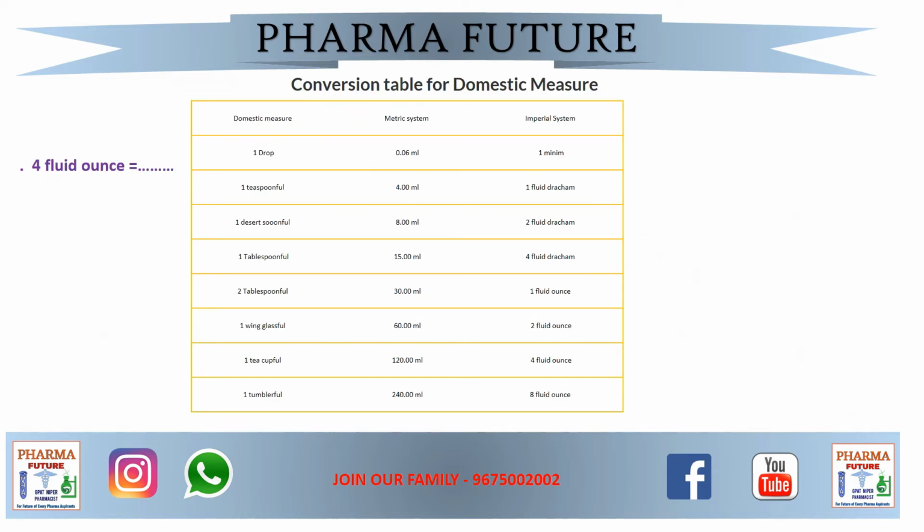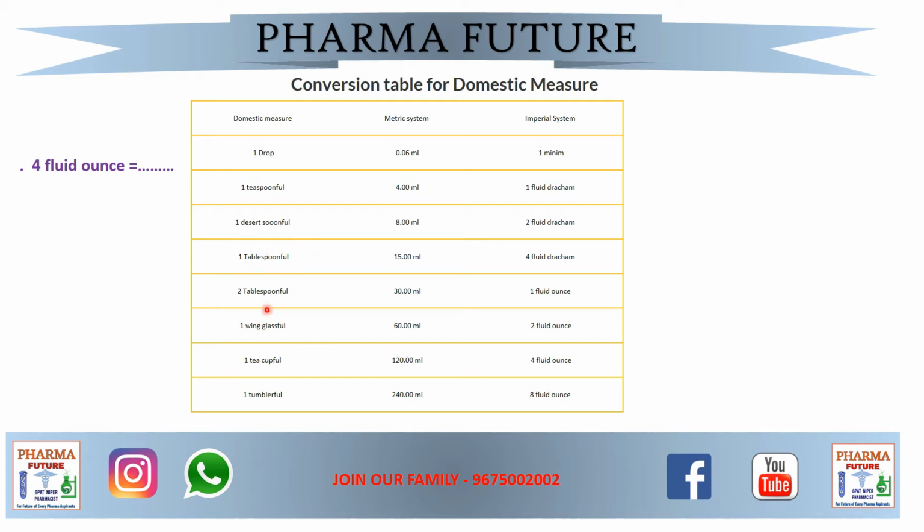Now we'll see the conversion table for domestic measures. In it, the conversions to the metric system and imperial system are given. 1 drop is equal to 0.061 ml, which is 1 minim. Then 1 teaspoonful is equal to 4 ml, that is 1 fluid drachm. 1 dessertspoonful is equal to 8 ml, that is 2 fluid drachm. 1 tablespoonful is equal to 15 ml, that is 4 fluid drachm.